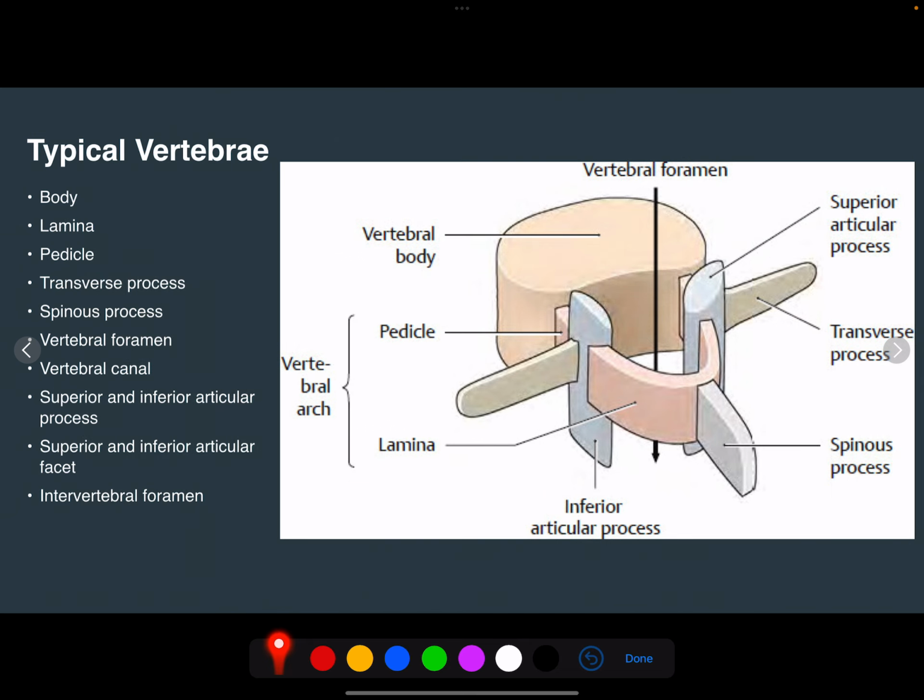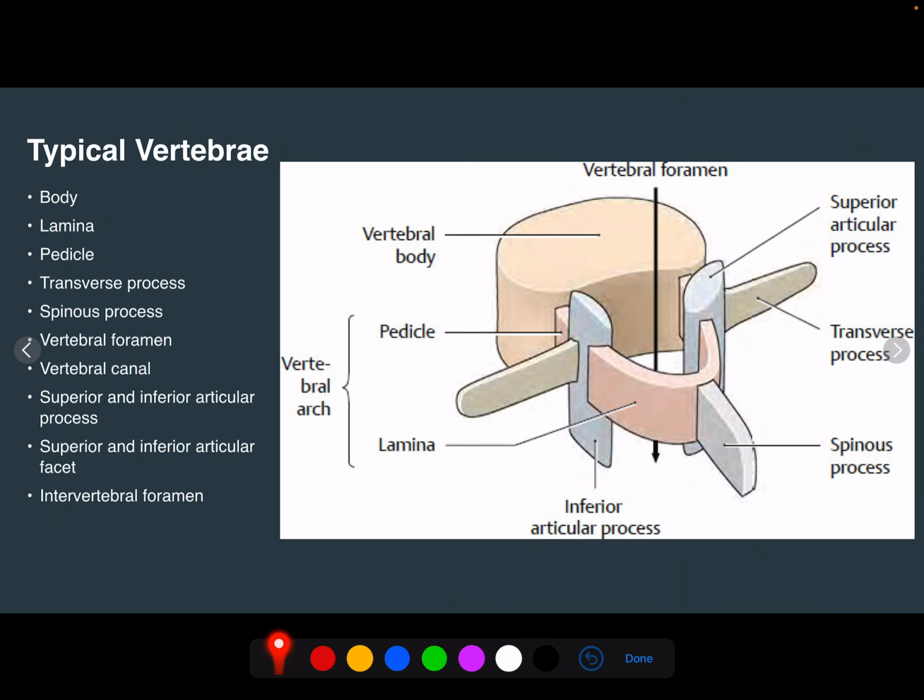Okay, so when we talk about a typical vertebrae, a typical vertebrae is going to have generally all of these features, okay? And we're going to look at each of these in a little bit more detail. Starting with the body. So the body of the vertebrae is the anterior portion that takes most of the weight, okay? It's your most weight-bearing portion of the vertebrae itself, okay? And it's going to be always anterior, okay? Body of the vertebrae is always going to be anterior.